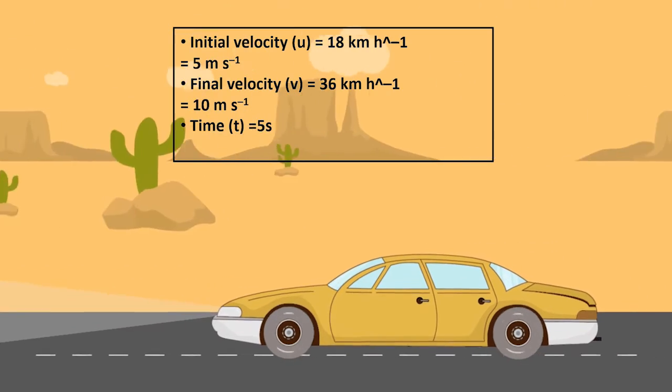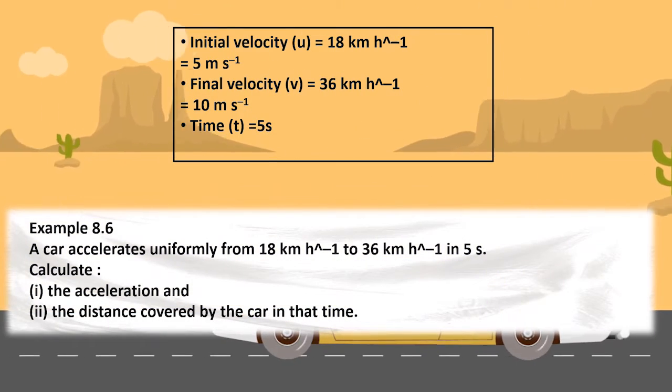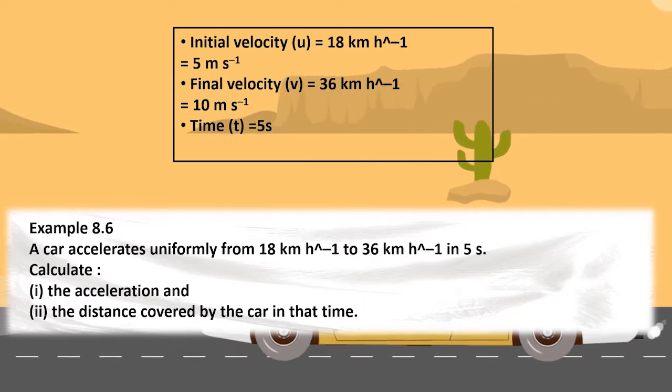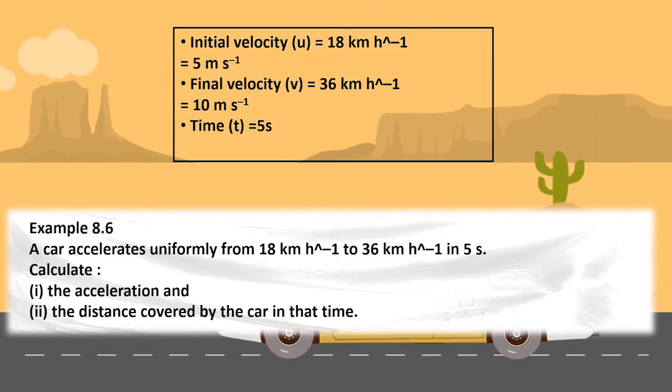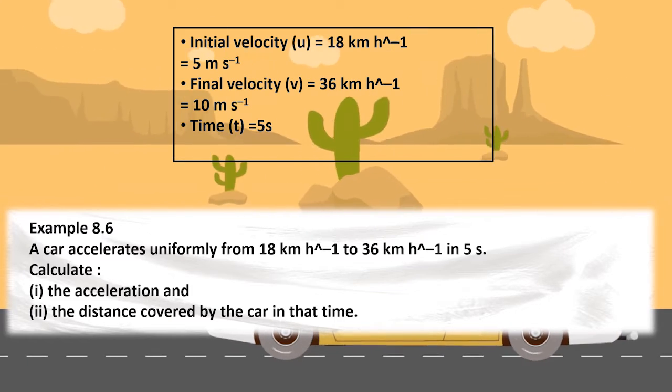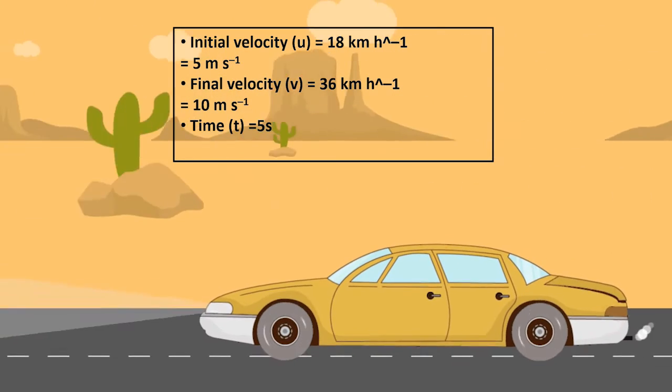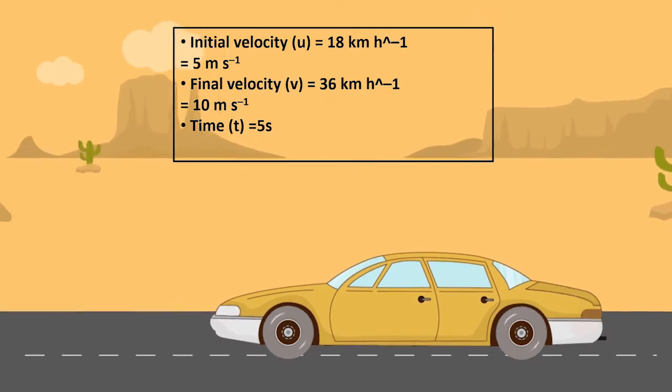Let's understand and discuss the pattern of the numerical given below. Given u is 18 km per hour, equal to 5 meter per second. V is 36 km per hour, equal to 10 meter per second. Time t is 5 seconds. To find acceleration, a is v minus u by t, equal to 1 meter per second squared.